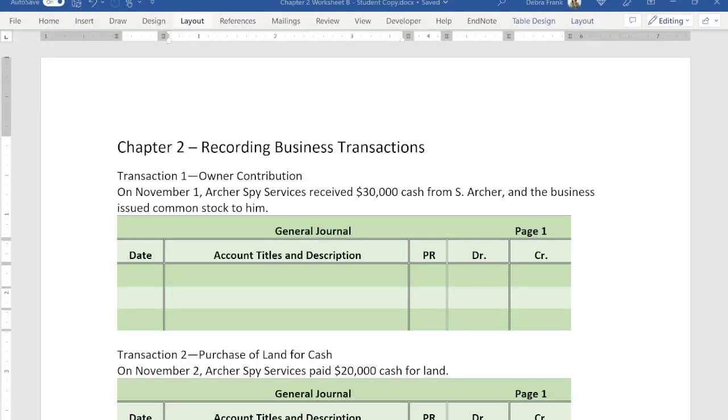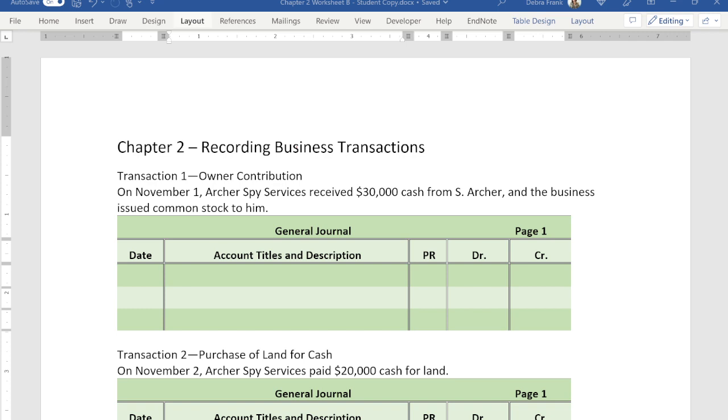Okay, here we are with part 2 of chapter 2. We're going to practice using DEADCLIC, or mnemonic dead clicks, to help us do some T accounts and then journal entries. So I like to teach where you do the T accounts first and then the journal entries.